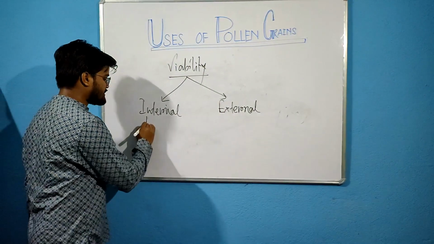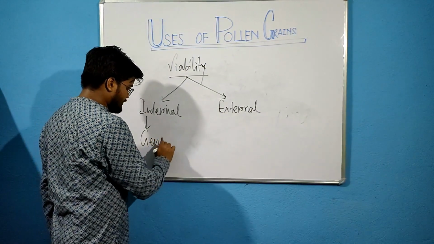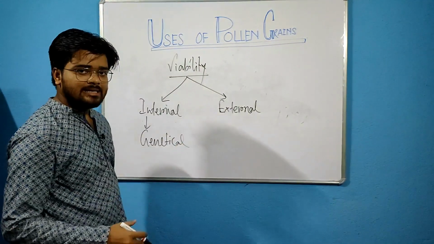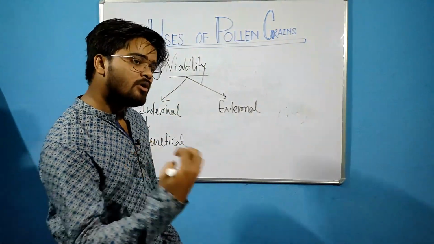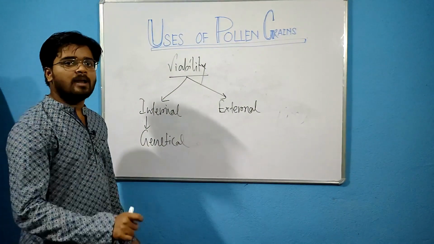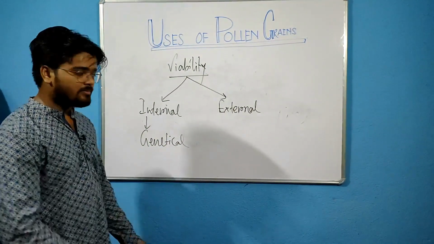So what are the internal factors? Suppose the pollen grain is genetically strong enough, then it can remain in the environment for a long time. It depends upon the particular species of the plant that is releasing the pollen grain. It depends upon the genetic material of the pollen grain.